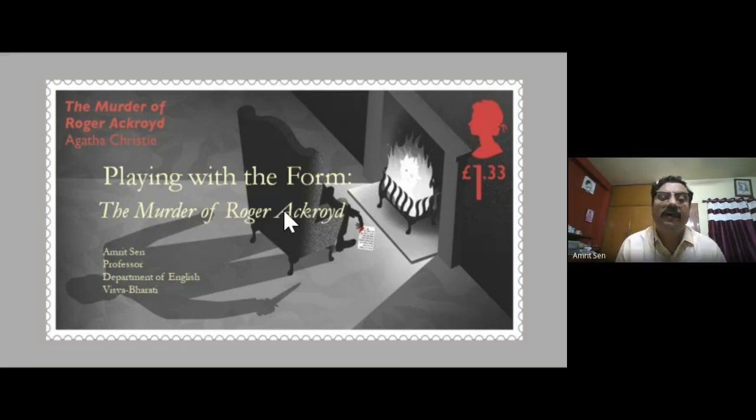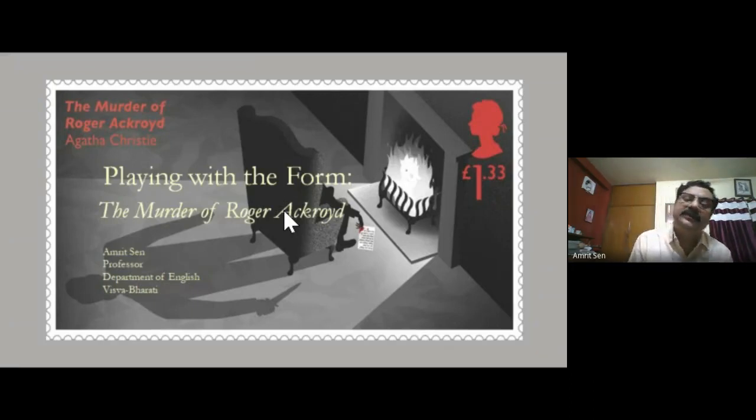Now, The Murder of Roger Ackroyd has a few critical points, which I'll discuss today. This is more of a folding up lecture, so that in our next discussion, we can look at the possible questions that might be asked.